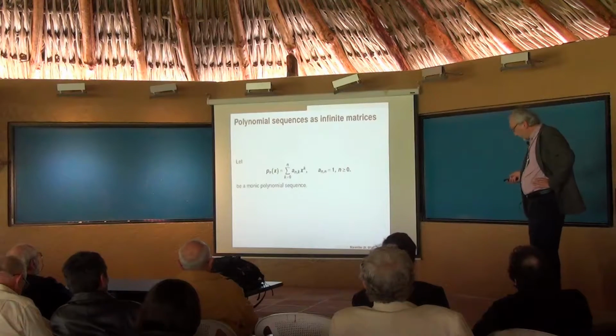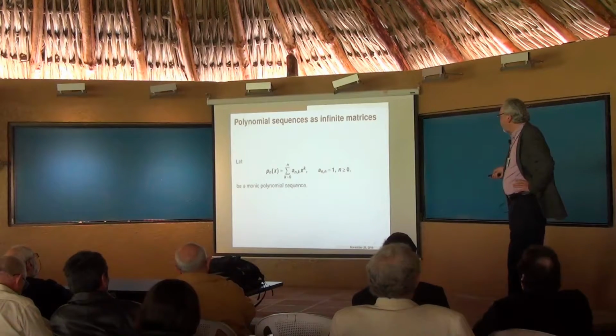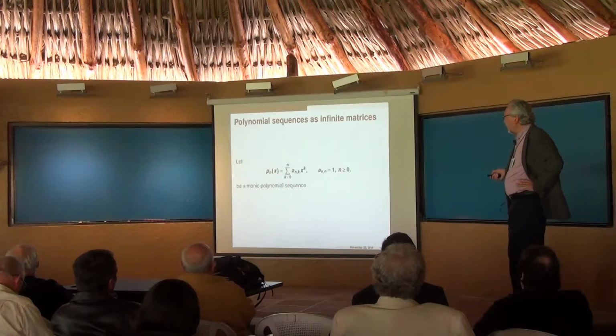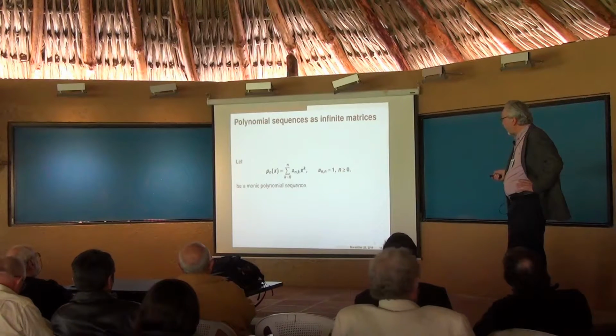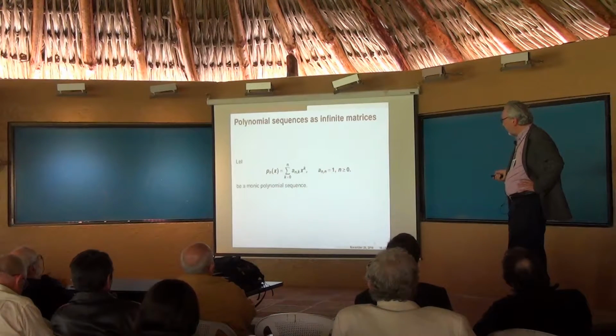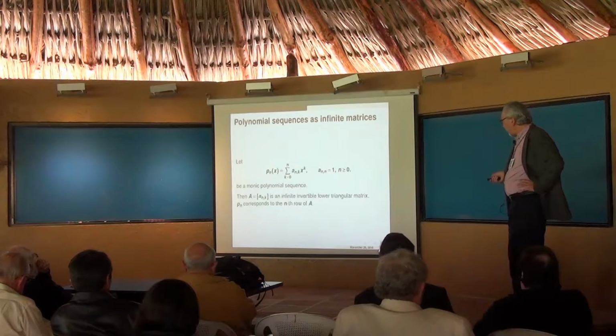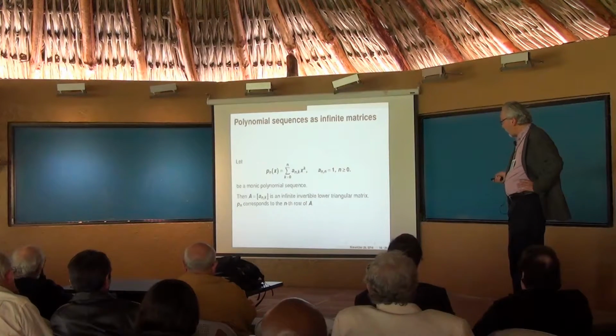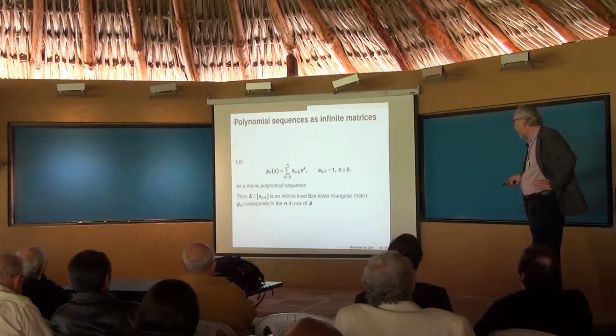The idea of the matrix approach is that we consider a polynomial sequence as a matrix. So if we have a sequence of polynomials, the coefficients a_{n,k} are considered as the elements of an infinite matrix, and this is defined in this form, and it becomes an invertible lower triangular infinite matrix where each polynomial corresponds to a row of the matrix. So that's the basic idea.